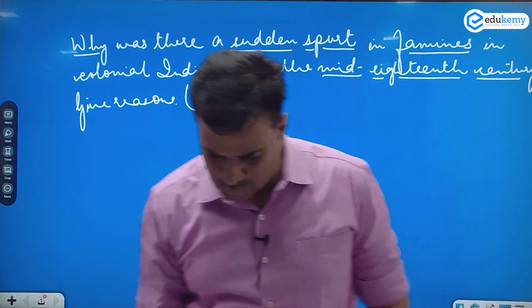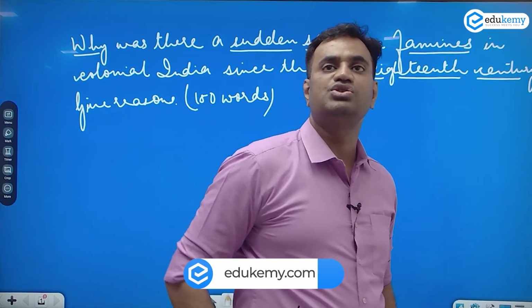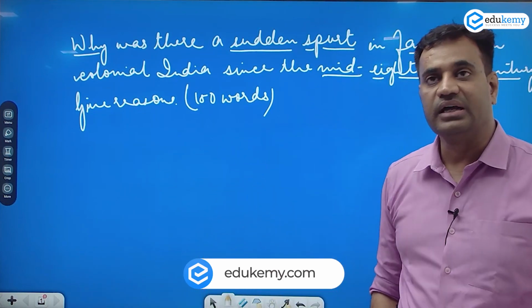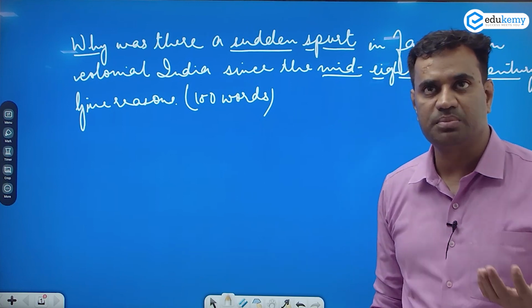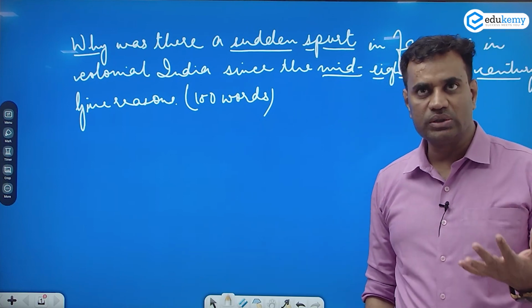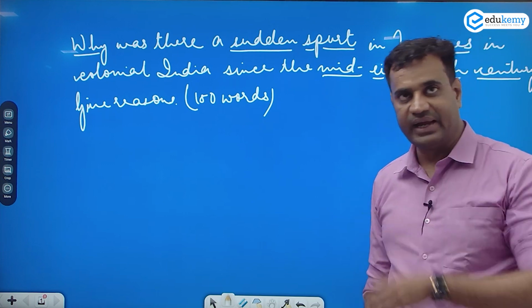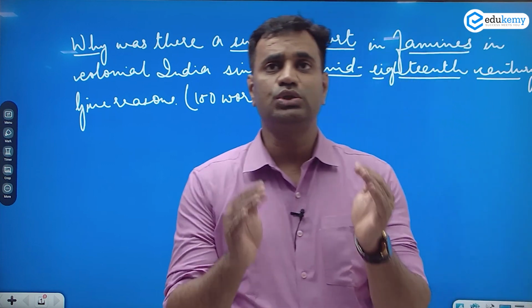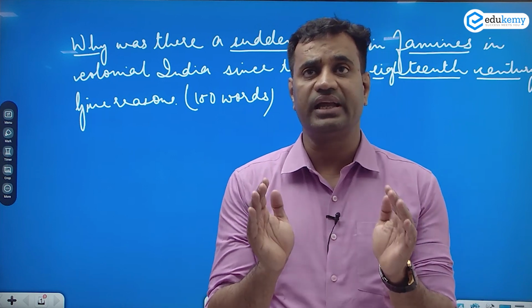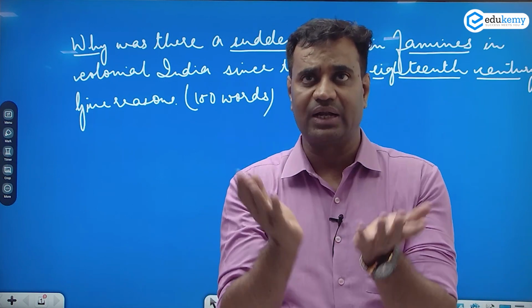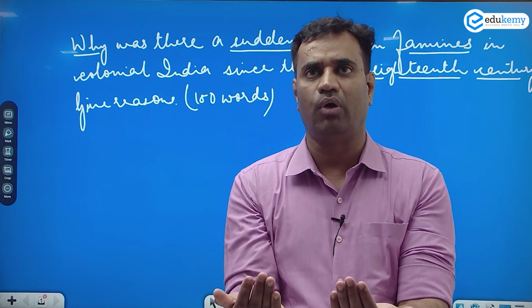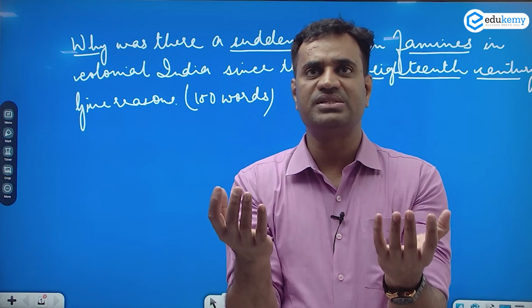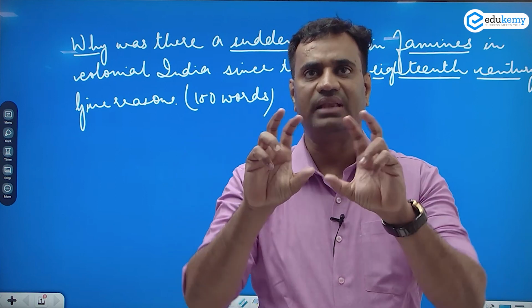So in order to understand the question, first of all, you need to underline the key words of the question. Why was there a certain spurt in famines in colonial India since the mid-18th century? Again, the introductory part must indicate the context or the background of the question. The body should have coherence of ideas and points, and the conclusion should basically summarize the developments.